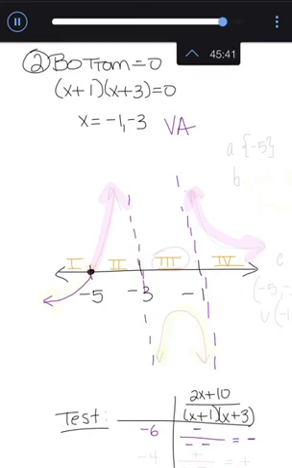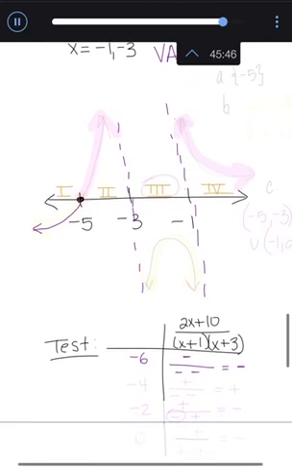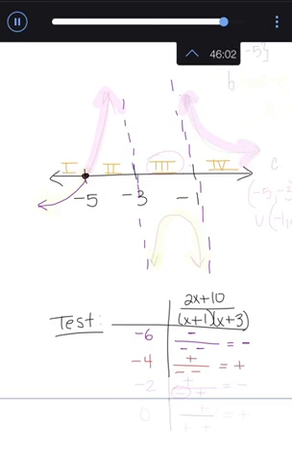Now let's test something in the second region, which is between negative 5 and negative 3, which best number would be negative 4. Well, with negative 4, we get a positive on top, but 2 negatives on the bottom. Well, the 2 negatives on the bottom will cancel out and give you another positive. So we'll end up with a positive on the top and a positive on the bottom, which will give me a positive, which means I'll be above the x-axis in that region 2.